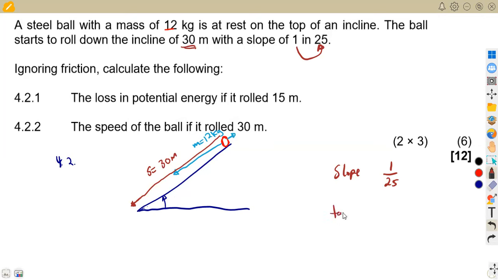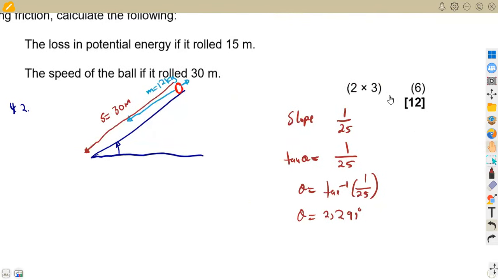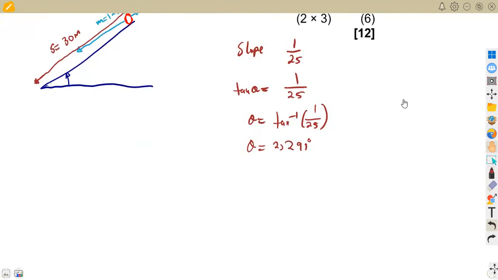So we know that the tan of theta is equivalent to 1 over 25. So to find theta, it is going to be arctan of 1 over 25. So our theta is going to be something like 2.291 degrees.